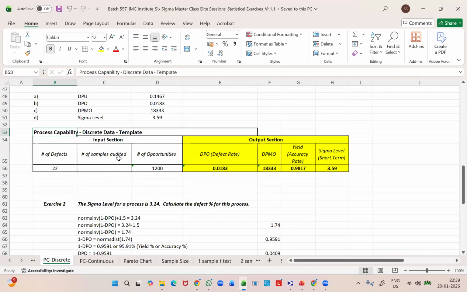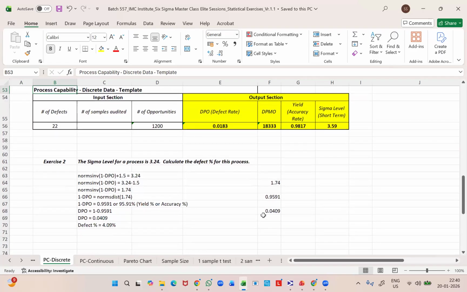But if they had given you the split with regard to number of samples audited and number of opportunities per unit sample, then we can fill in all the three fields and get the answer for sigma level. Or if they ask you to calculate the defect percentage, then this can be converted and expressed in terms of a percentage value. Or if they want you to calculate the yield percentage, then this accuracy rate can be converted in terms of percentage value, right?